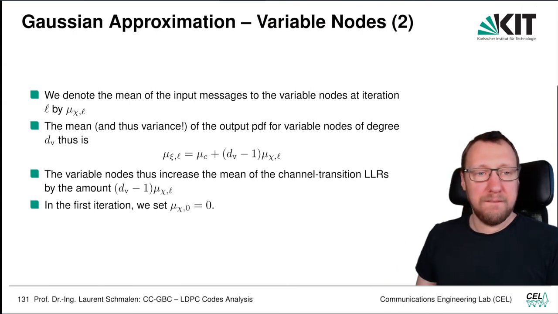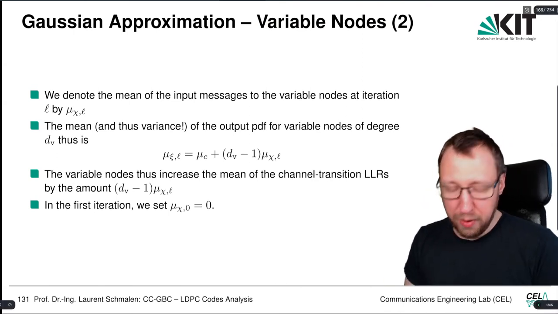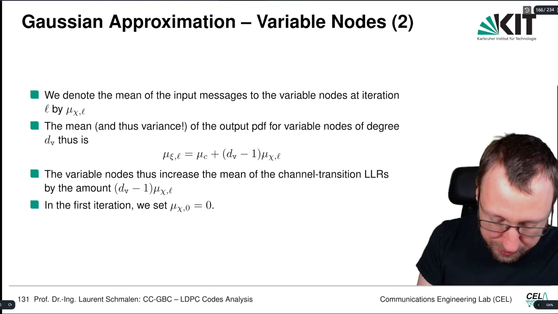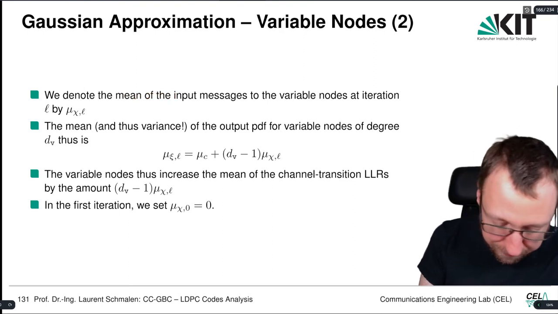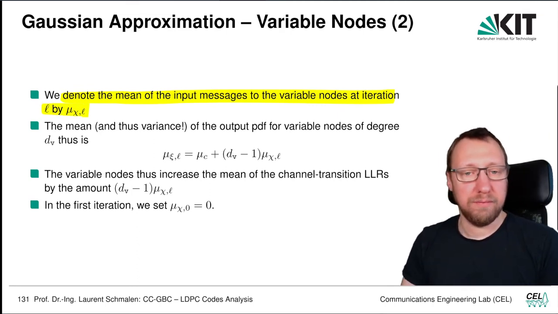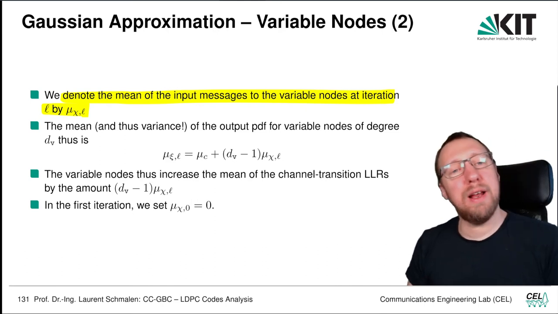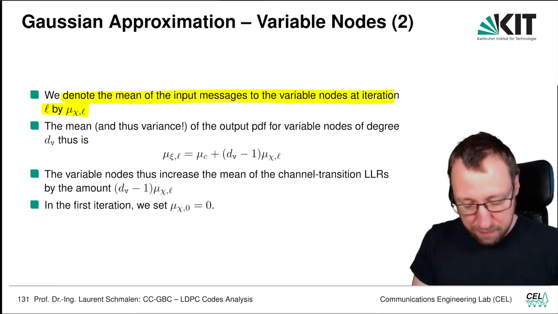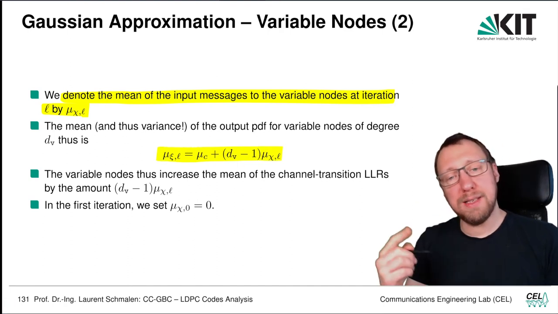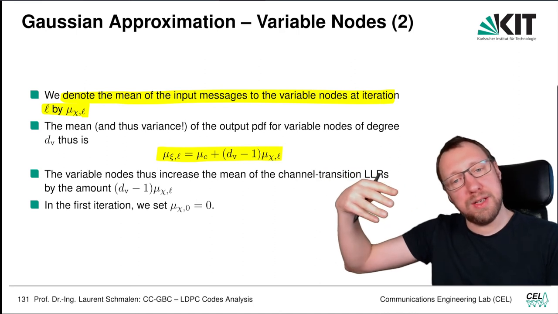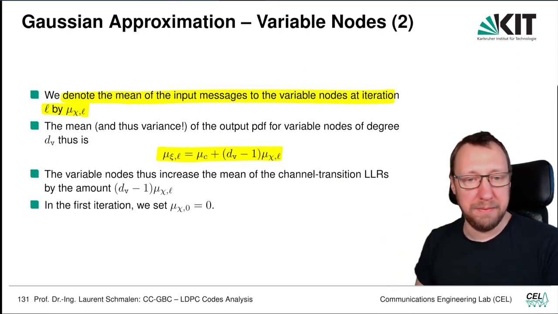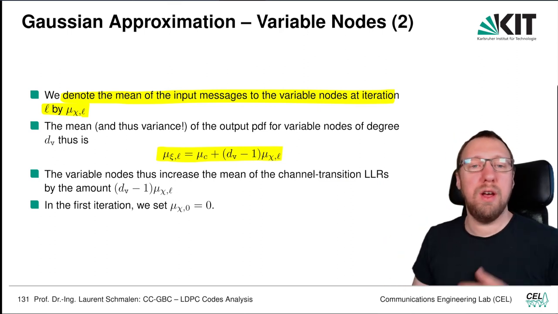So now we can state the following. We have an update equation again that we are looking at, and the mean of the input messages to the variable nodes on iteration L is equal to mu chi L. So now we can calculate the output of the variable nodes. This is mu xi L. That's the mean of the channel, mu c, plus, since we have dv minus 1 incoming messages in order to calculate an outgoing message, dv minus 1 times mu chi L. So that's our update equation for the variable nodes.